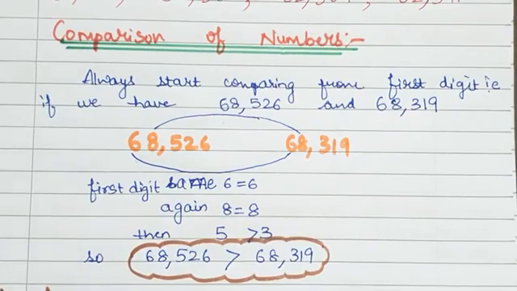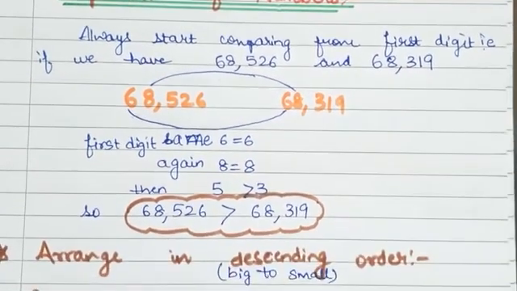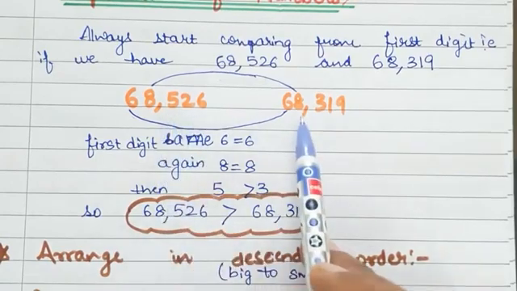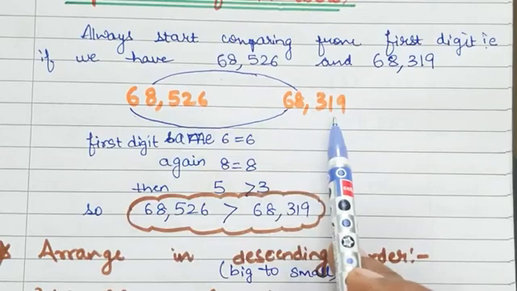Now let us discuss how we can compare the numbers. First of all, children, always keep one thing in your mind. Whenever you have to compare numbers, first of all, count the number of digits. If the digits are the same, like in this example, there are 5 digits, there are also 5 digits.